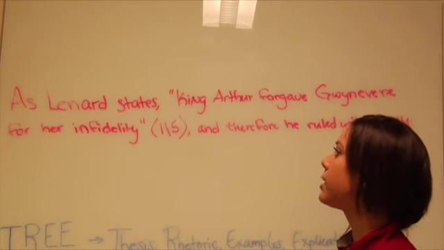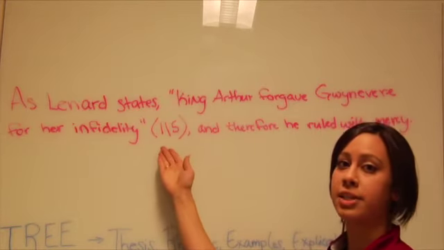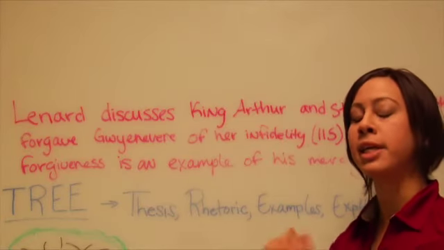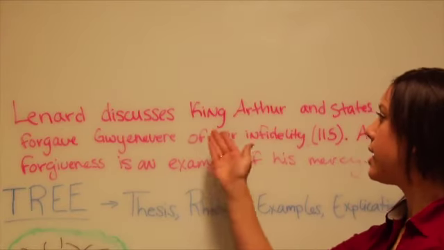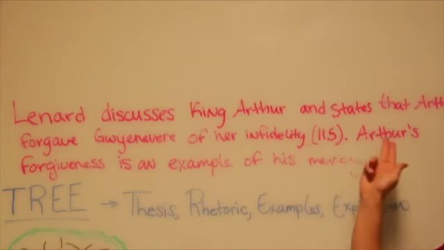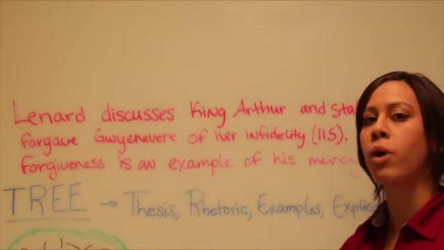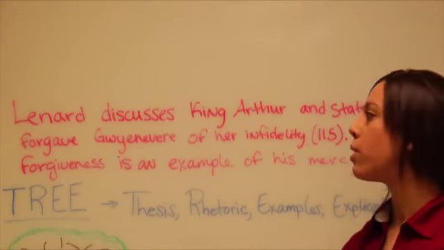So looking at examples, see here that we use direct quotations to support our argument and include the page number for citation. Now let's take the same previous example and present it in a different way. Leonard discusses King Arthur and states that Arthur forgave Guinevere of her infidelity, page 115. Arthur's forgiveness is an example of his mercy. This is an example of paraphrasing, where we take one author's ideas and put it in our own words while still giving credit to the author. Pick examples carefully. Take them from trusted sources and always cite them properly. Examples should be woven through your essay, just the same way that branches are woven throughout a tree.